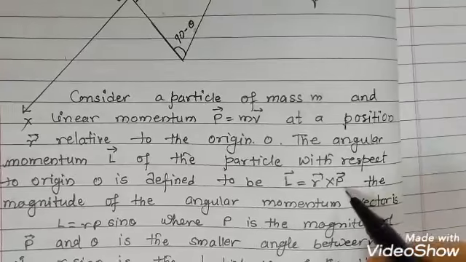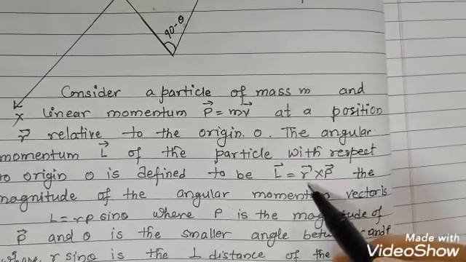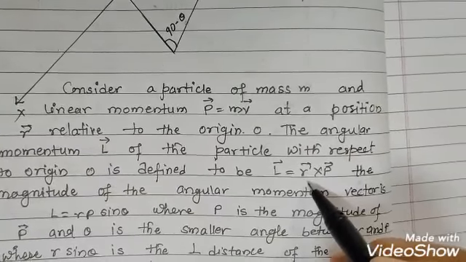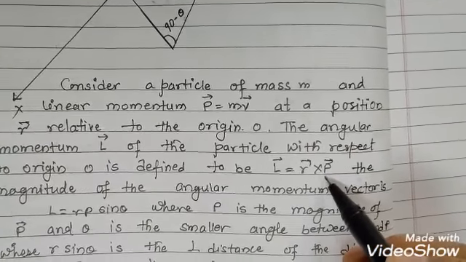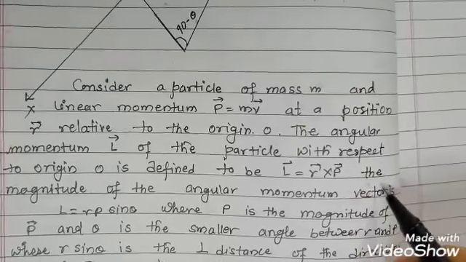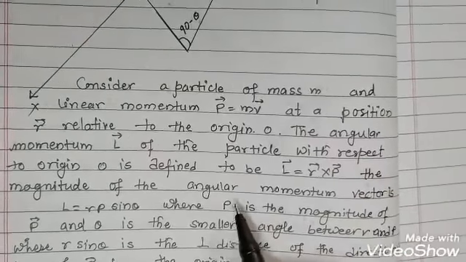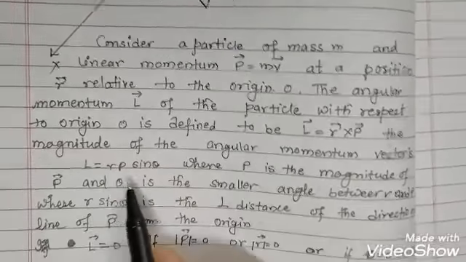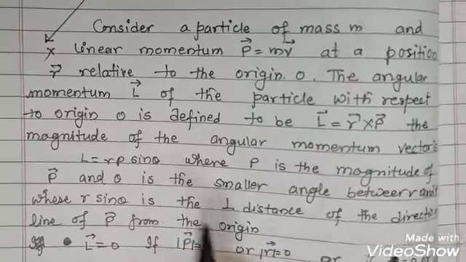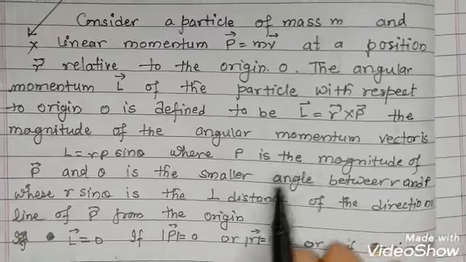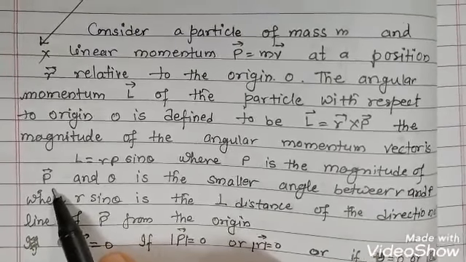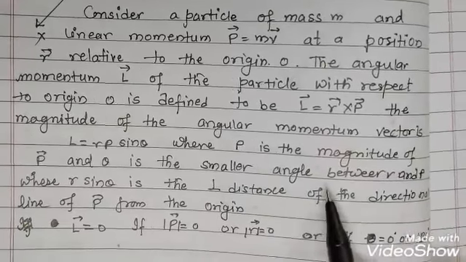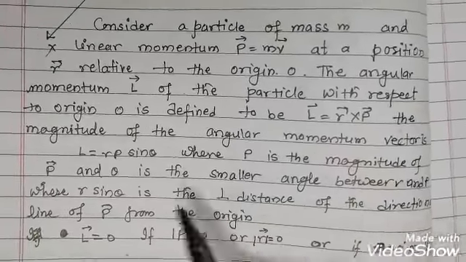This is the cross product of r and p, where r is the position vector of the point, and p is the linear momentum. The magnitude of the angular momentum vector is L equal to r p sine theta, where p is the magnitude of vector p, that means the linear momentum, and theta is the smaller angle between r and p.